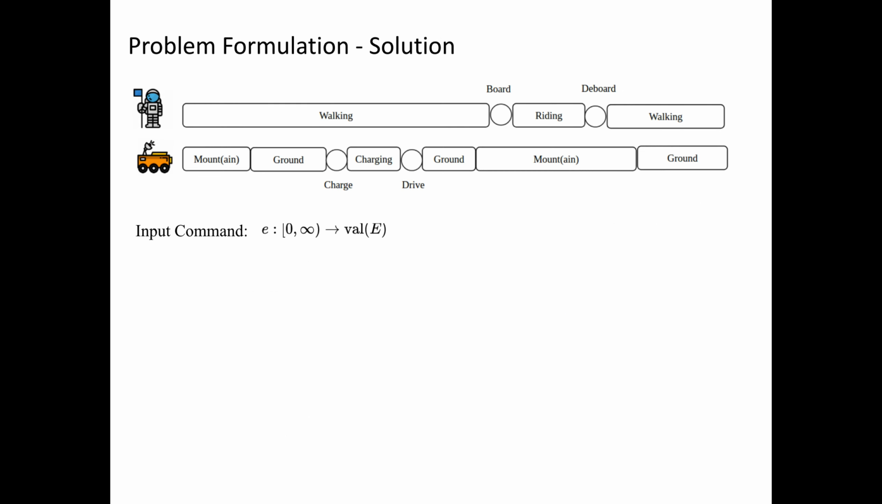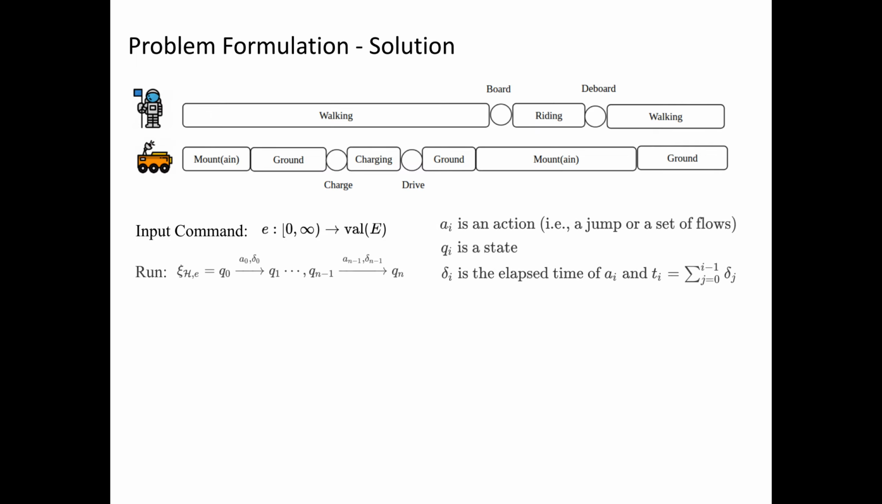The solution to our planning problem of a linear hybrid automata is an input command, which specifies the control values over time. An input command is valid if there is a corresponding valid run. A run is an interleaving sequence of states and action-time pairs. An action is a jump or a set of flows. Here, delta is the elapsed time of this action.